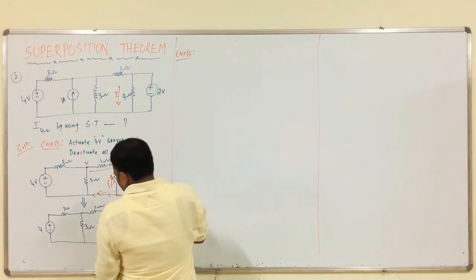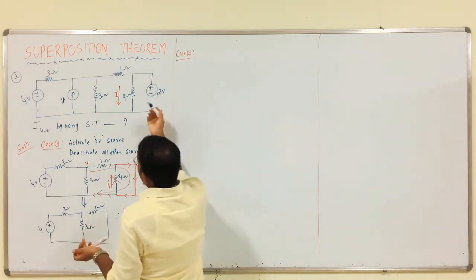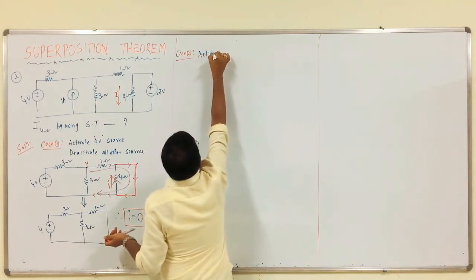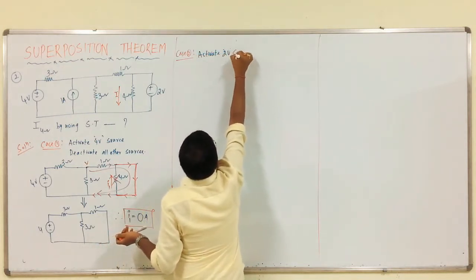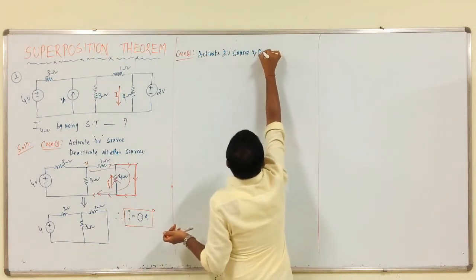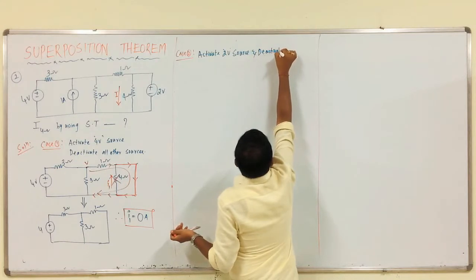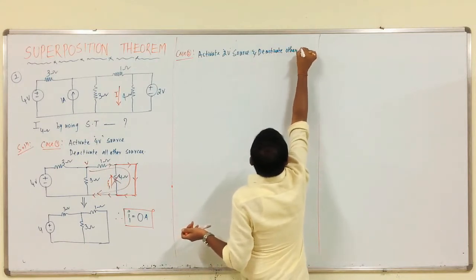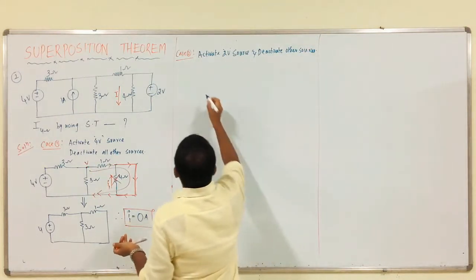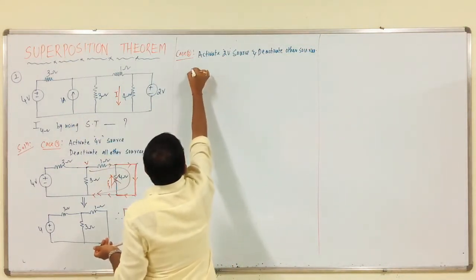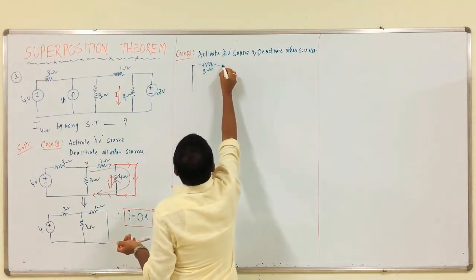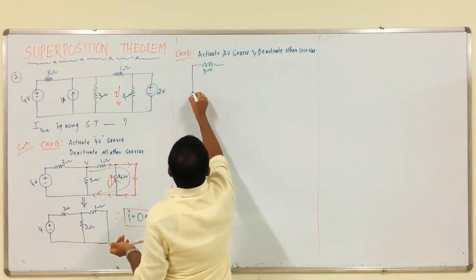Case 2. What is case 2? Now, we have to activate these tools. Activate the 2 volts source and deactivate the other sources. Therefore, the circuit becomes what? 4 ohms is short circuited, this is 3 ohm, this is also open circuited.